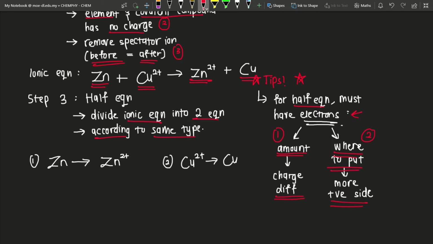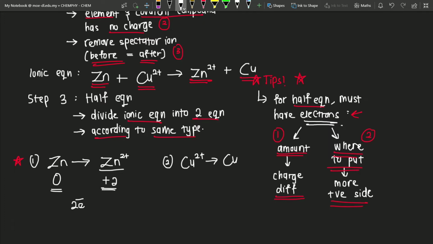So apa maksudnya? Kita tengok persamaan setengah pertama zinc. So you guys ada zinc, you guys ada zinc 2 plus. So you guys kena list charge yang ada. Zinc tak ada charge, kosong, sebab dia bukan ion. Tapi zinc 2 plus, it is an ion, so you guys have charge plus 2. So 0 and plus 2, what is the difference? Our difference is 2, right? Which means you need 2 electron. So you guys have already known amount of electron needed.